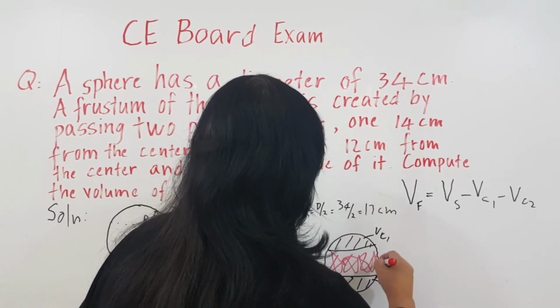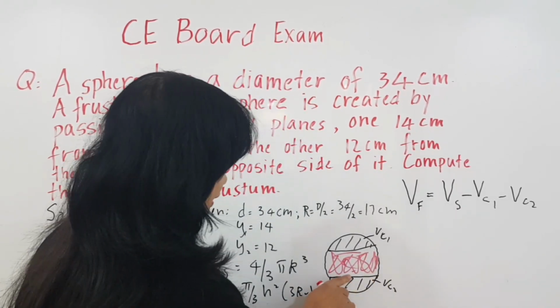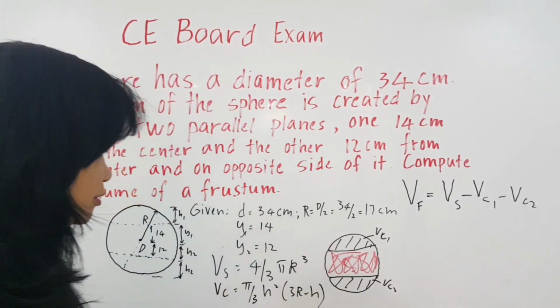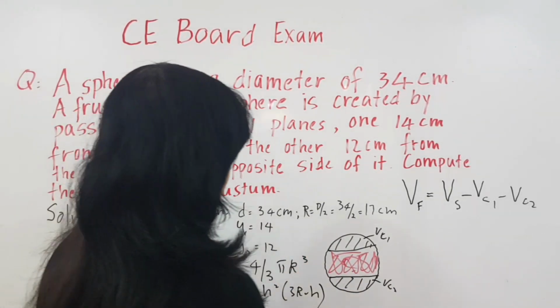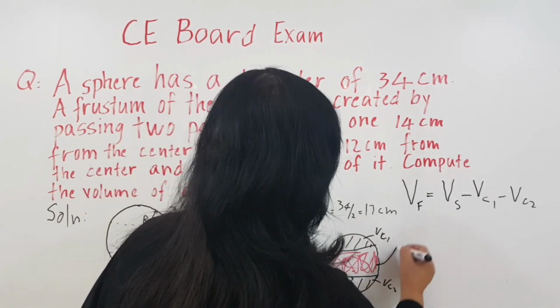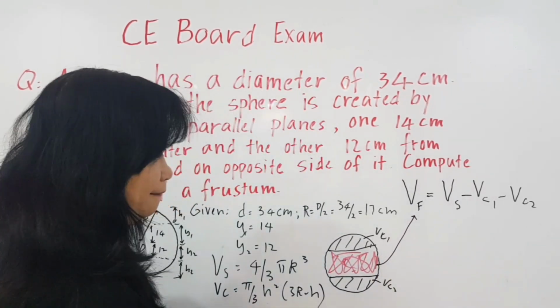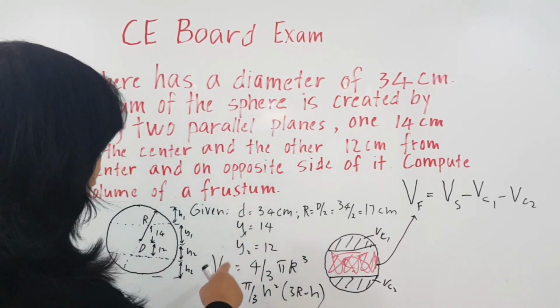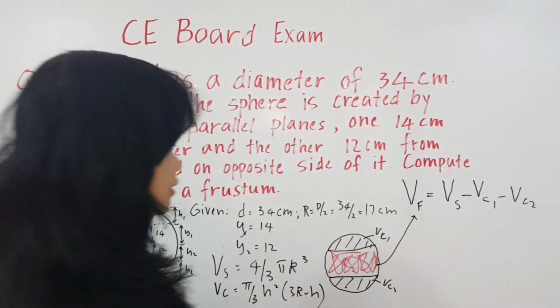This is the frustum of a sphere. The plane here and this another plane. So this is the frustum of a sphere. Now, to solve the volume of this one, this is the formula we have to use. So first, we have to solve the volume of the sphere.